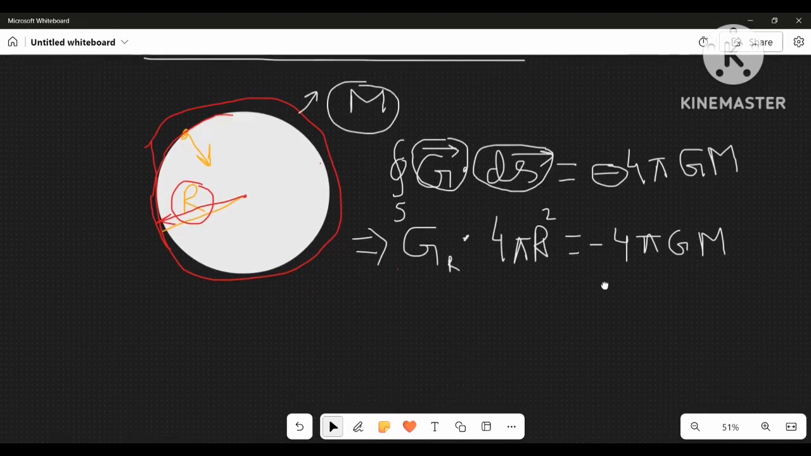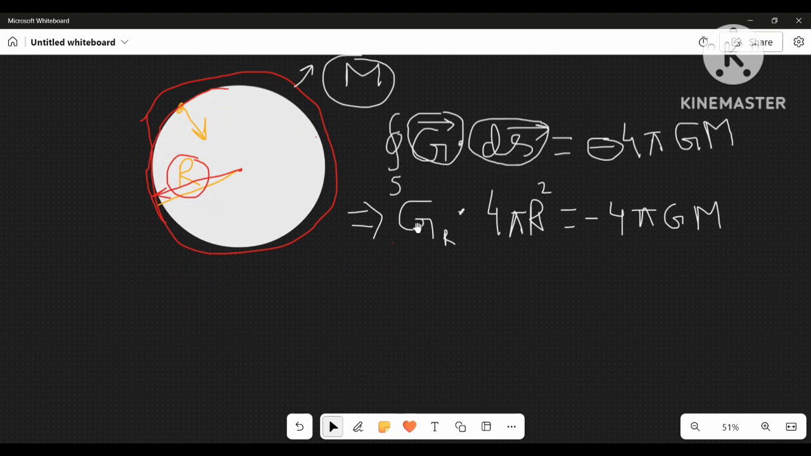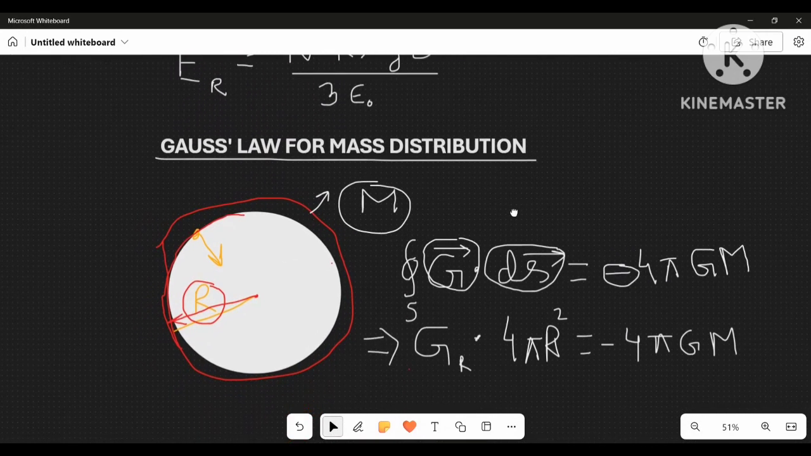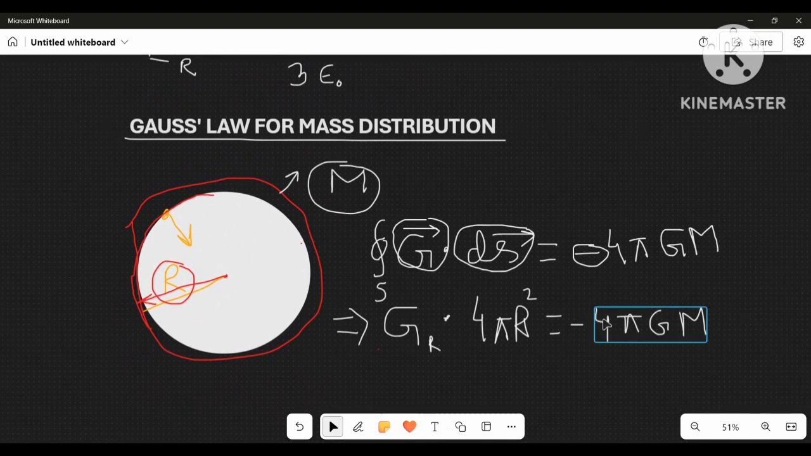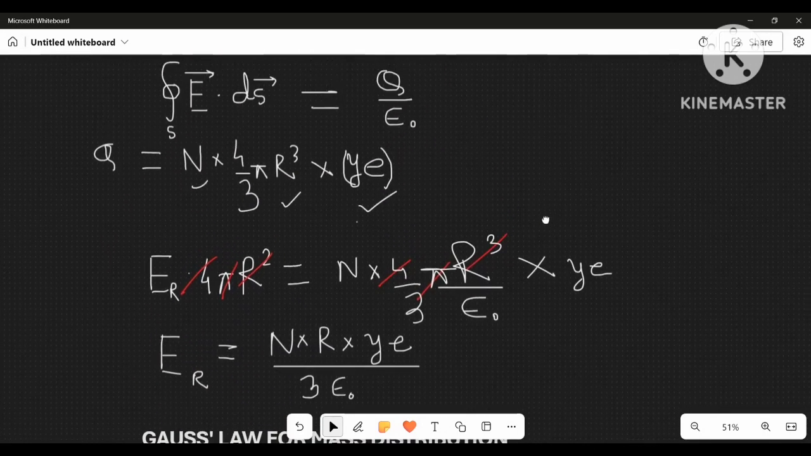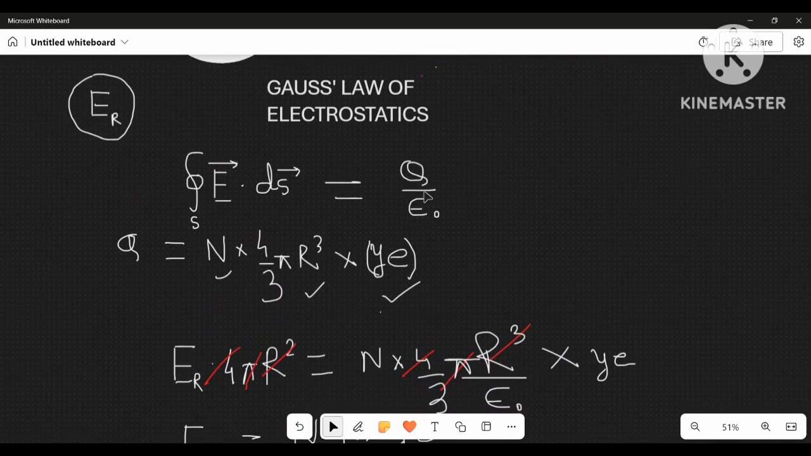So when we solve this, we have g_r, which is the gravitational field at the radial distance r in the sphere, times 4 pi r square, that equals minus 4 pi Gm. Here you must have observed how this Gauss law for mass distribution is analogous to Gauss law for charge distribution. As in, you see the 4 pi G term is a constant on the RHS of this equation, and it is very much analogous to the term epsilon naught appearing in the denominator of this Gauss law of electrostatics.